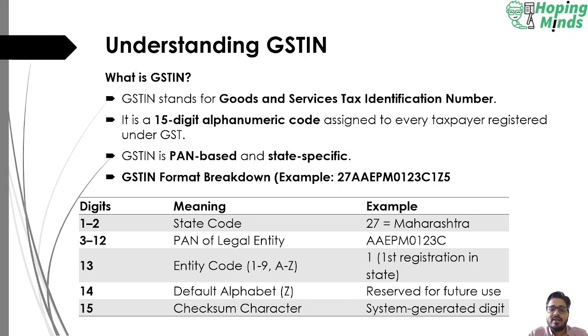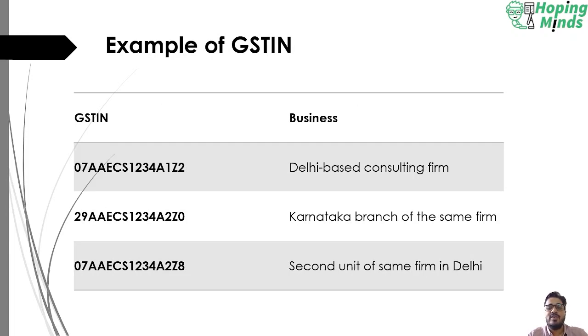The 14th character is the default alphabet Z. It remains consistent throughout. And the 15th character is the checksum character, which is system generated. Okay, let us take one more example.